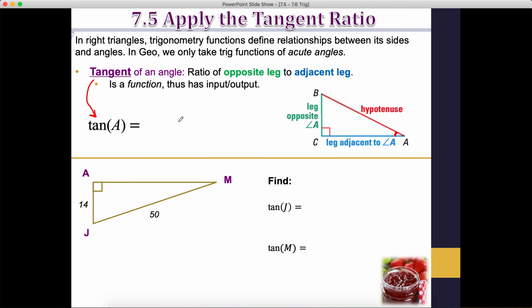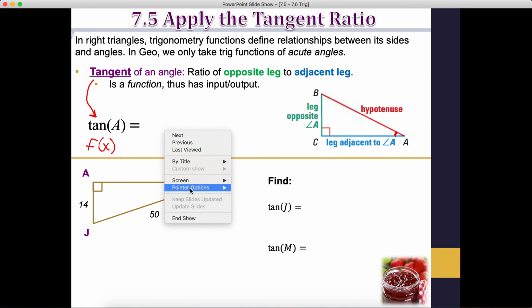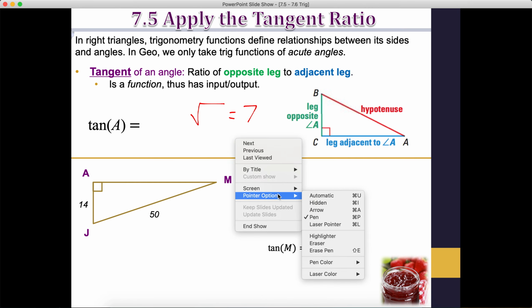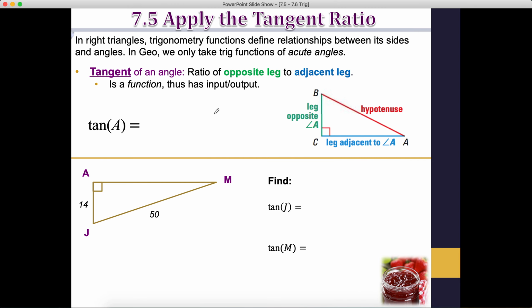Something that people end up getting confused about eventually is what it means to have tan of A. We should think of this like f of x, which is to say that our A is our input, just like x is our input in f of x. So just like if I were to say square root equals 7, you'd be like, that doesn't make any sense. Square root of what equals 7? I know the answer is 49, but the point is, the square root is a function that we apply to something.